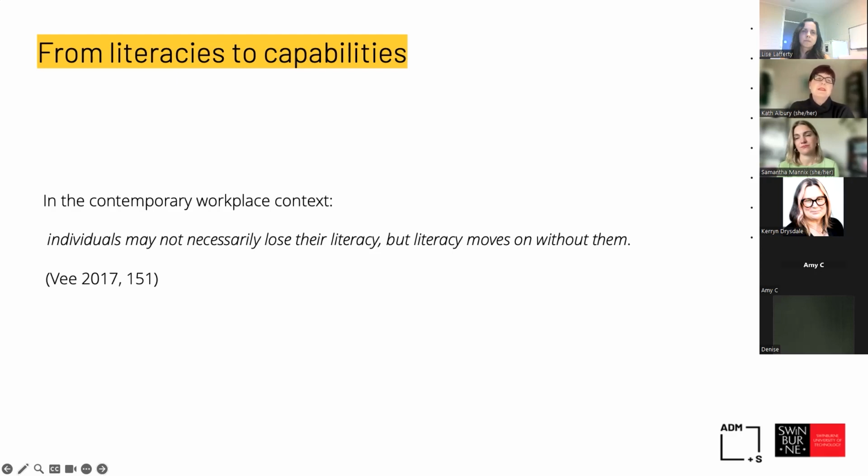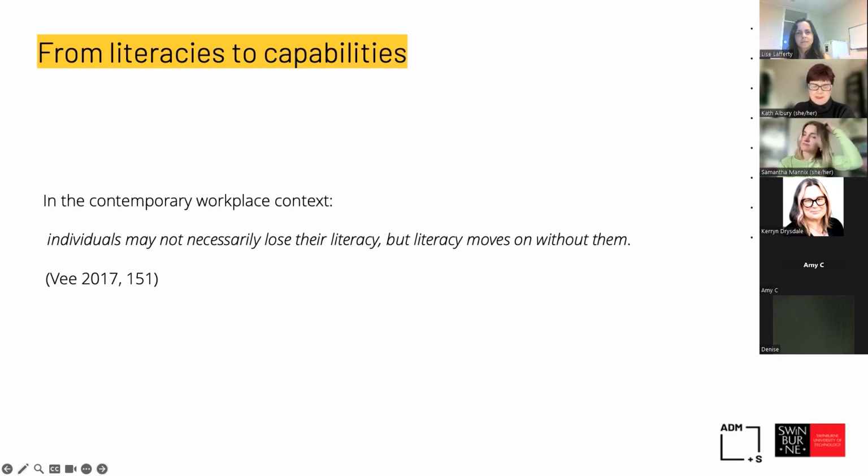And so there's a sense in which, similarly in health, there are many people who are very, very good at their job and are very well trained and very competent, but are functionally illiterate in relation to some of the tools that they need to use. And as V puts it, it's not that these people have lost their literacy, but that literacy, as it's defined in their workforce, has moved on without them.